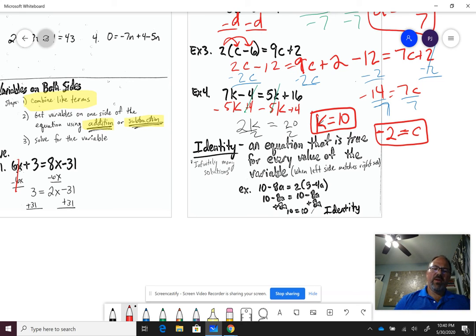If you end up with an answer where the variables cancel out, so in this example here, the a's were gone at this point, and you're left with 10 equals 10. So if you're ever left with no variables and both sides equal each other, then the answer is called an identity, which means that there are infinitely many solutions. If the variables cancel each other out and the two sides don't equal each other, that's called a no solution answer. All right, that was just a little bit of solving multi-step equations for you guys.